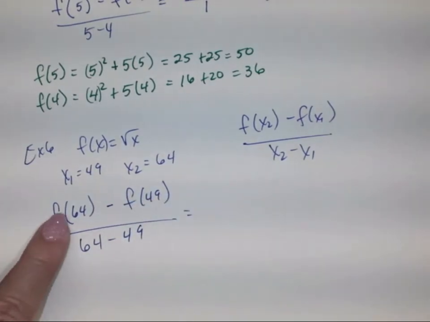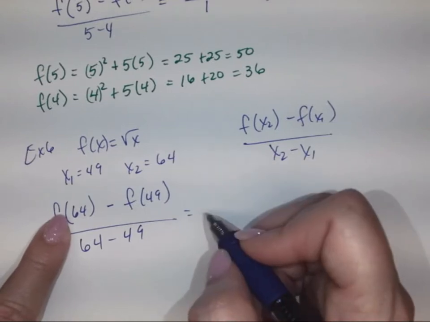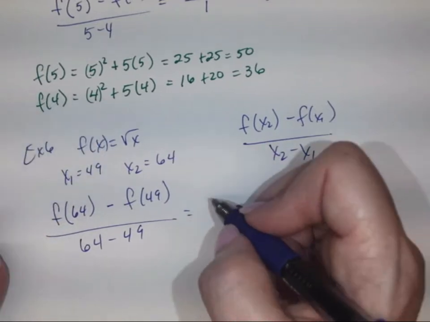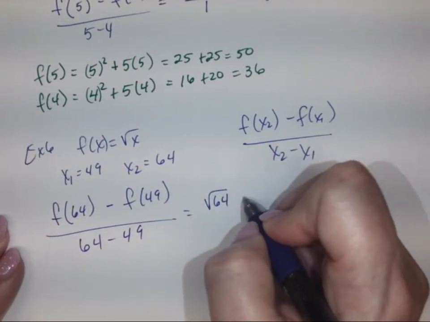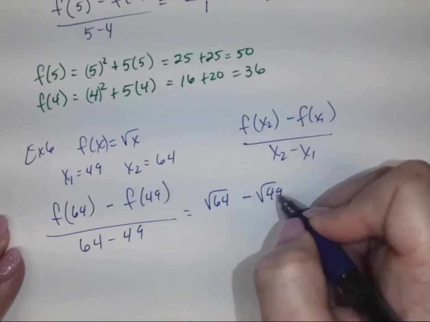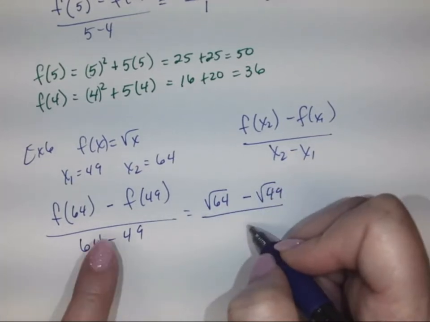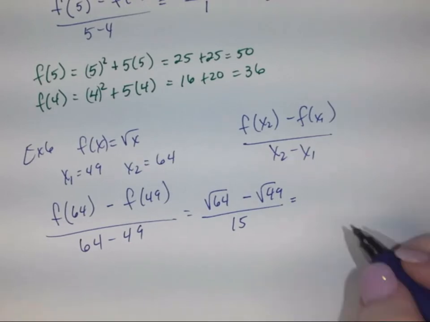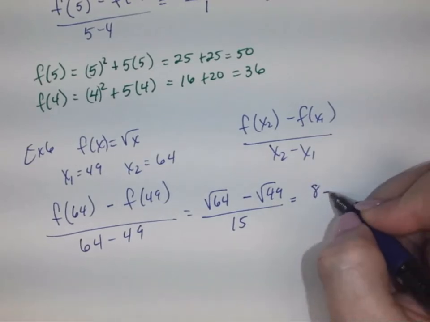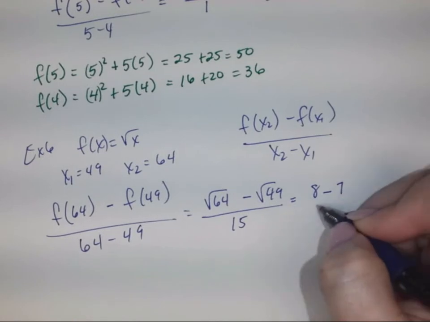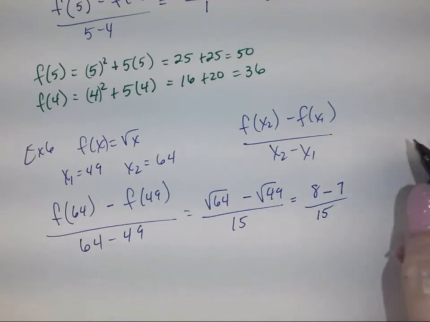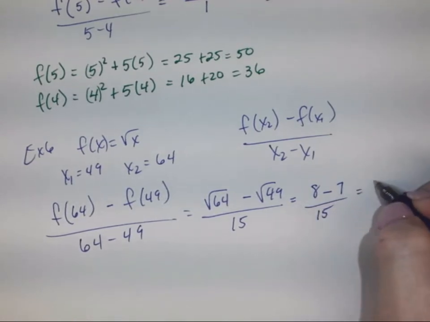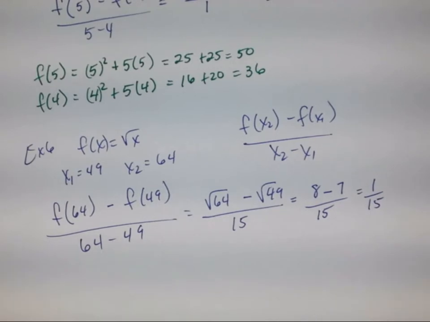This one again is a simple one, so we can just plug it in. 64 goes in, we have the square root of 64 minus the square root of 49. 64 minus 49 will get us 15. Well, the square root of 64 is 8, minus the square root of 49 is 7, all over 15. 8 minus 7 will get us 1 over 15, and that'll be our final answer.